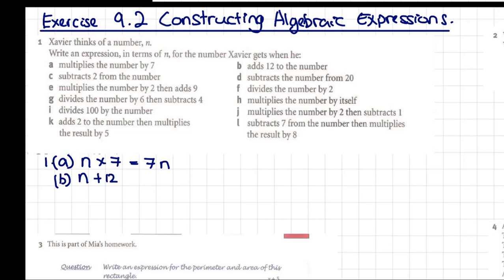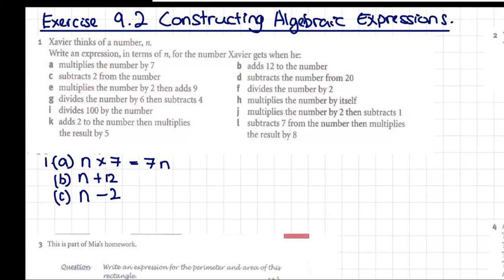So we need to add 12 to the number. Look at question C, it says subtract 2 from the number. It means I need to take the number and then subtract 2. So it looks like this, n minus 2.